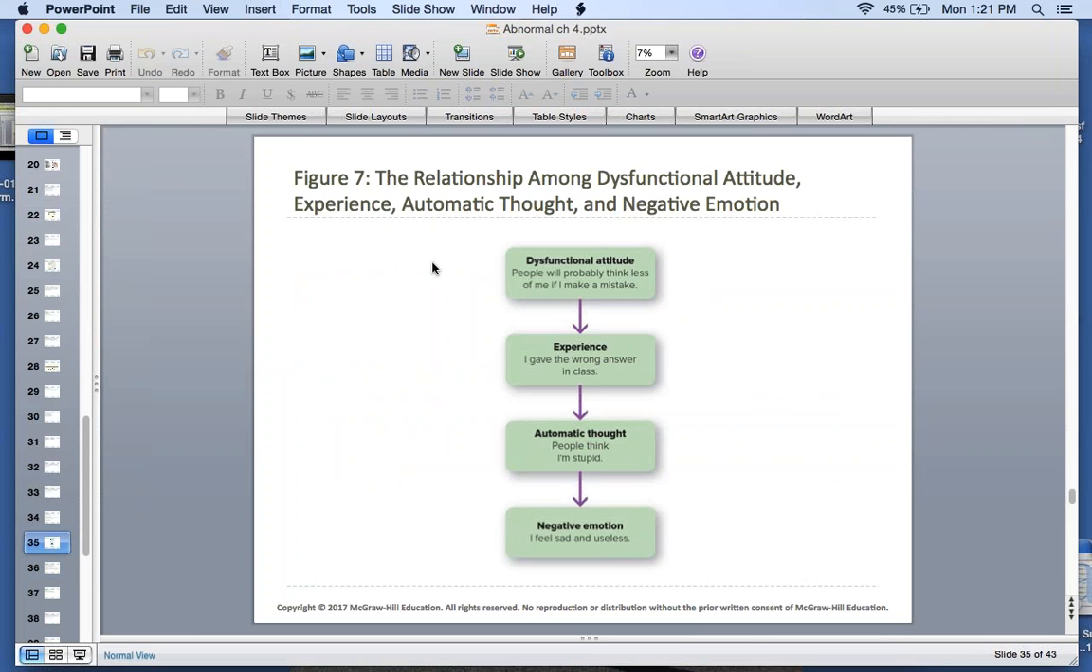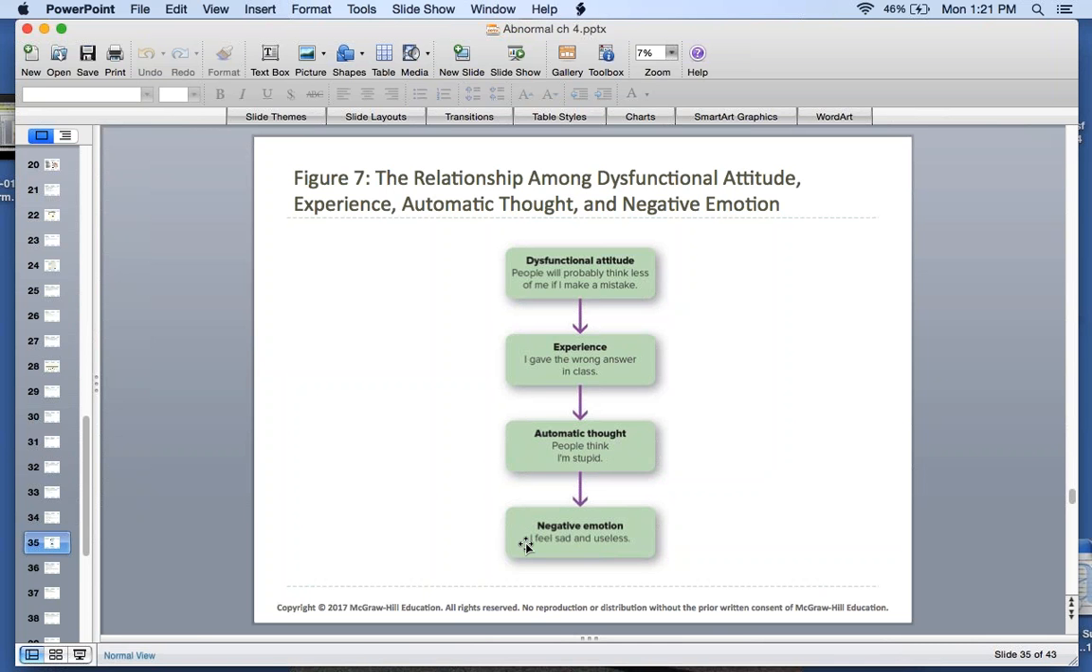The idea is that we have what we call a drill down negative cognitive process happening. We have a dysfunctional attitude: maybe people will probably think less of me if I make a mistake. We have the experience: I gave the wrong answer in class. An automatic thought: people think I'm stupid. And then a negative emotion: I feel sad and useless. And down here lives depression.